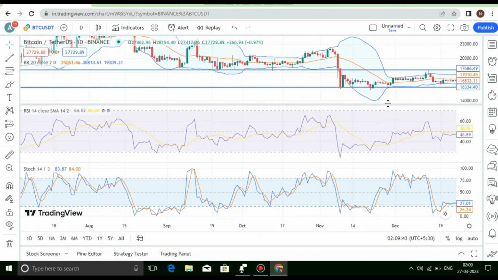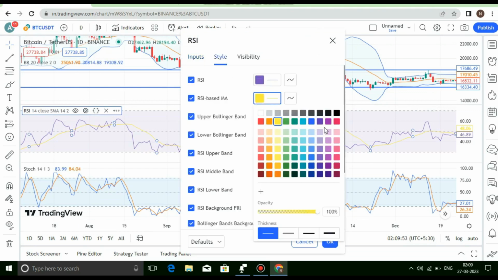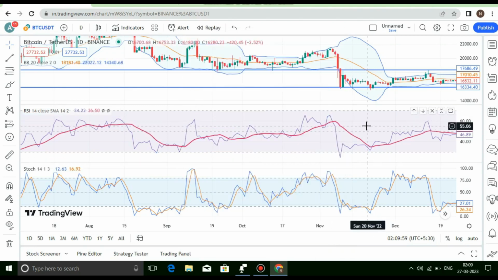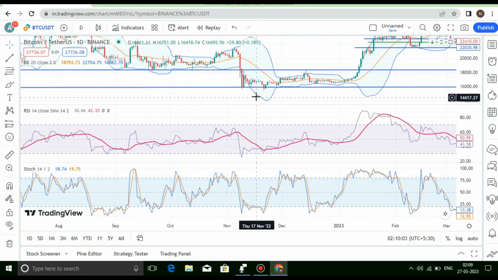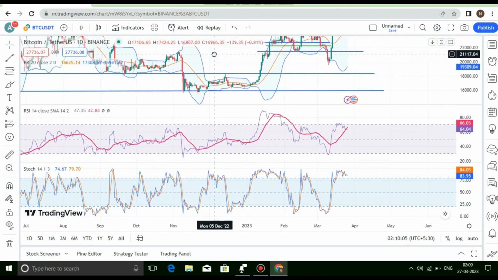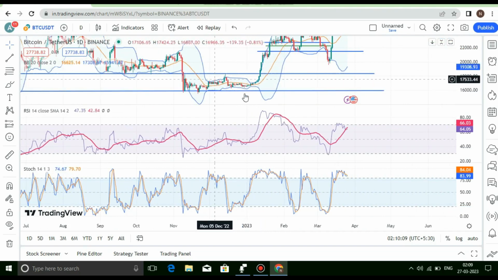Okay, so this example will be of the Bollinger Band breakout and the RSI crossover. First of all, let's change the settings of the RSI. I don't like the yellow color of the moving average, so I will be applying a red or pink color and increasing the width of the line. So here we can clearly see the exponential moving average of RSI, and in the Bollinger Band we are having a very narrow band over here, as you can see.